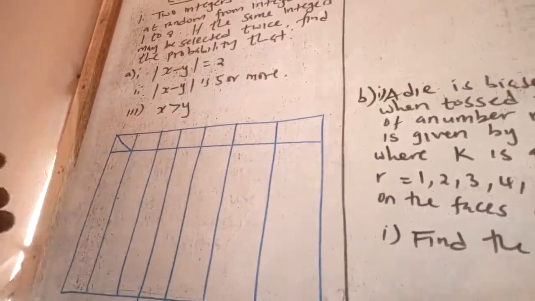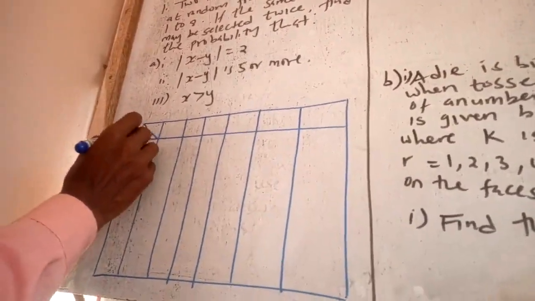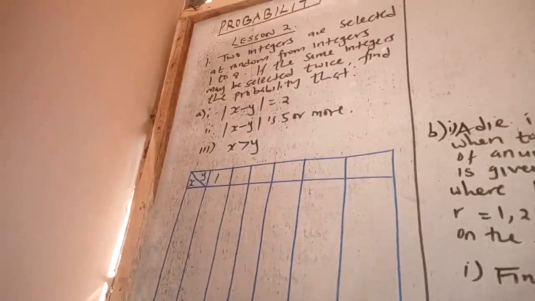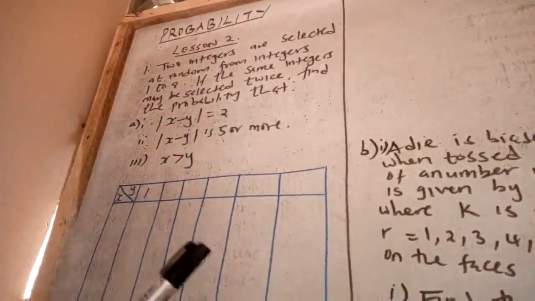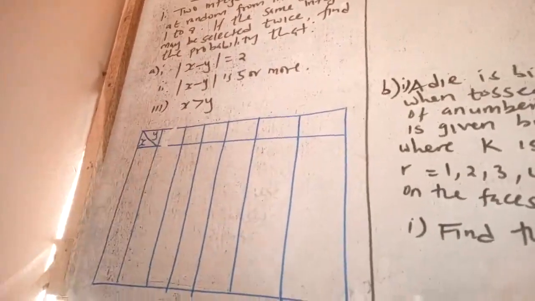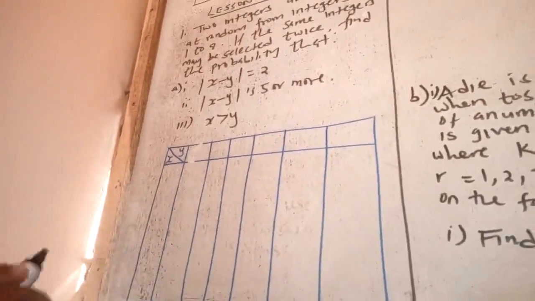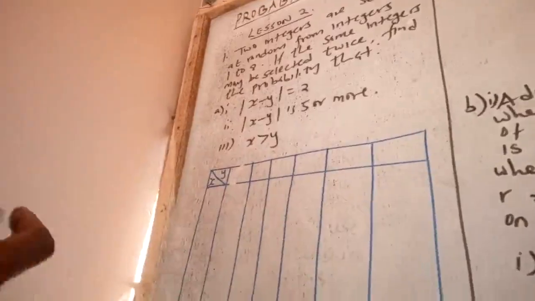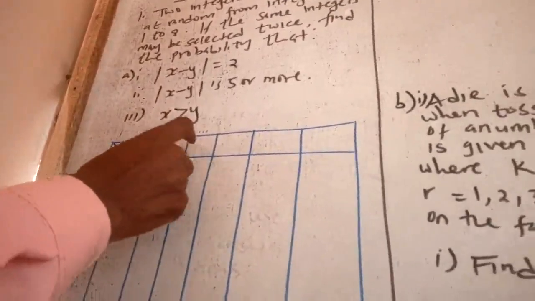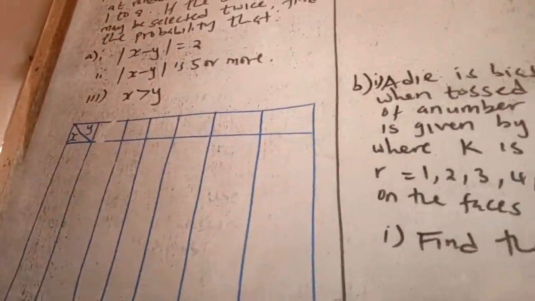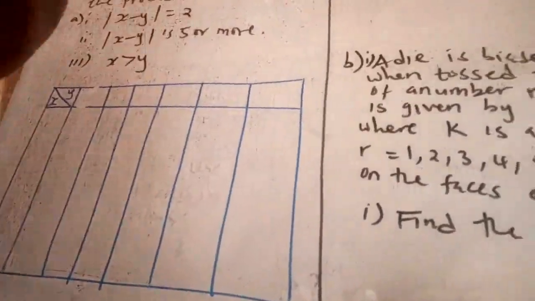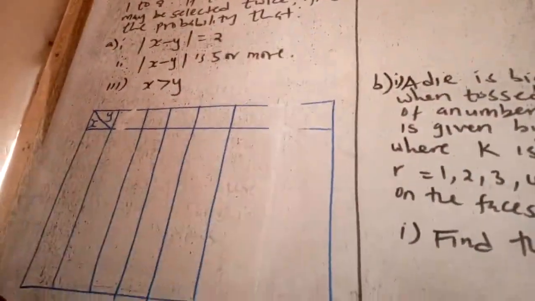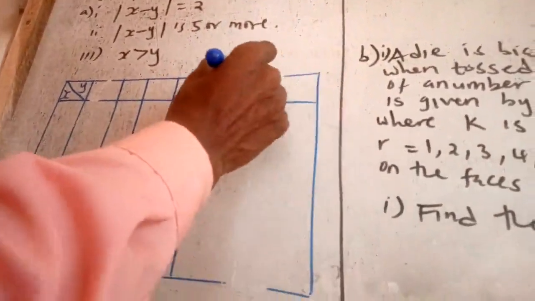As far as this one is concerned, I'll be having x here and y there. I can use a different pen so that I can distinguish between the results and the integers. I have integers running from 1 to 8. It should be divided further so that I can get 8, because there are 8 integers.